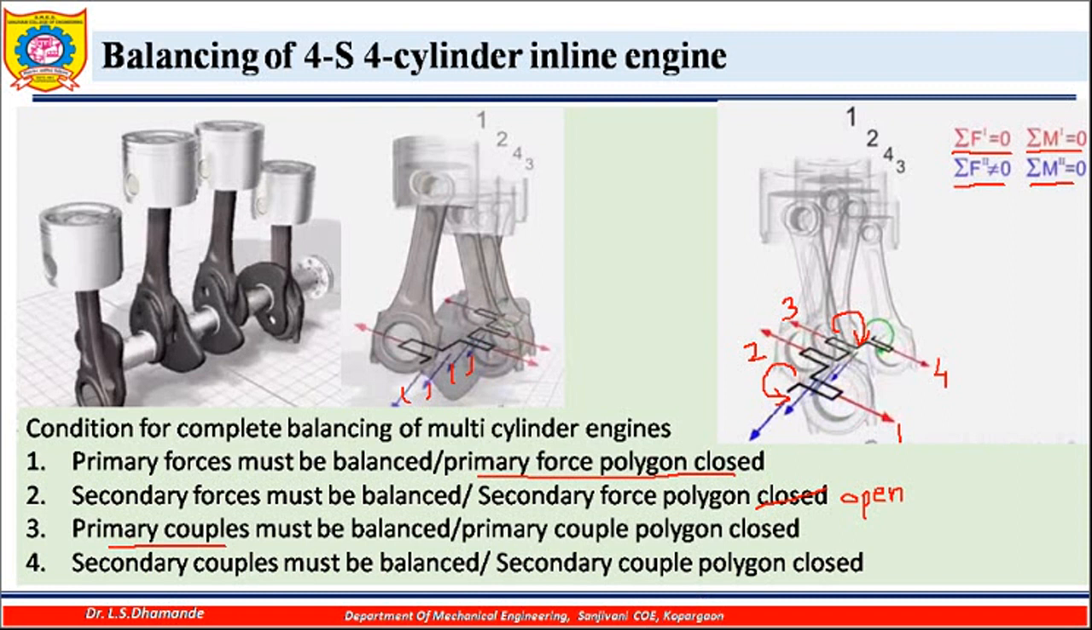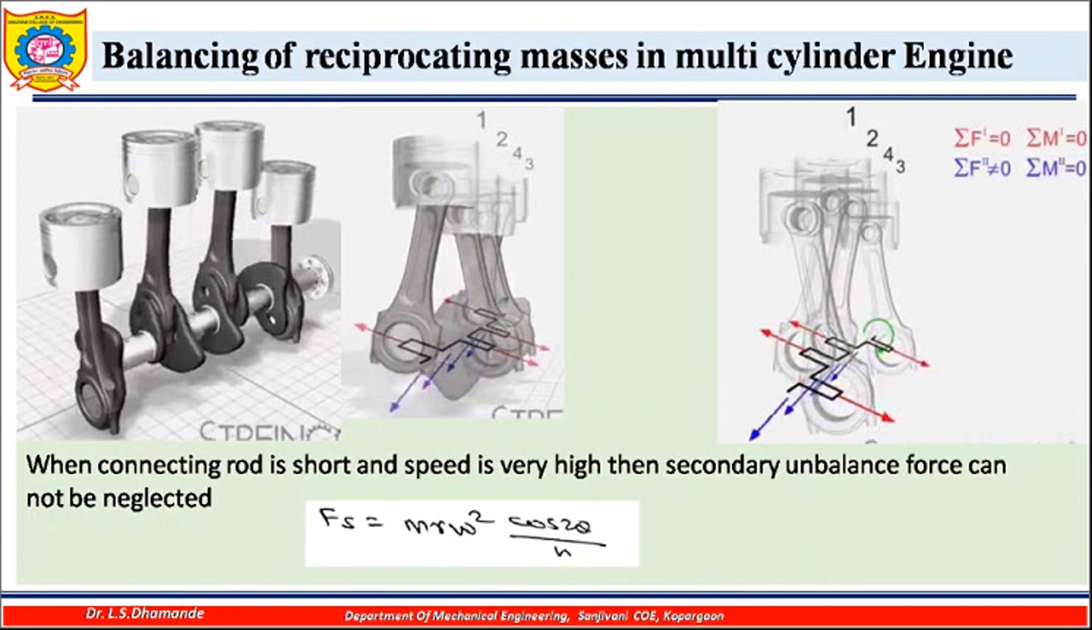Okay, now one more thing that we will observe here: when the connecting rod is short and the speed is very high, then we cannot neglect the secondary forces, because with high speed there is omega square here, so the magnitude of this secondary force will be very large. Therefore we have to do certain things to balance it. So we are using a simple method of primary and secondary crank. For that, we have to express this secondary unbalanced force in terms of the primary force.